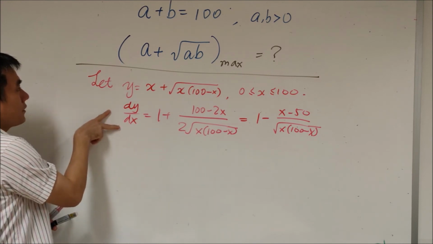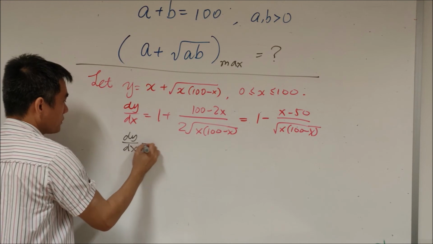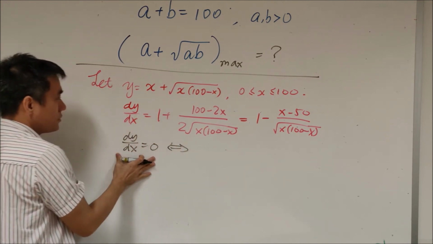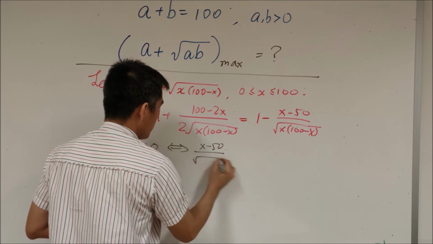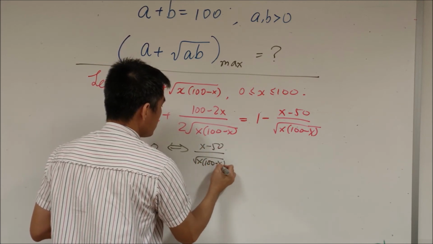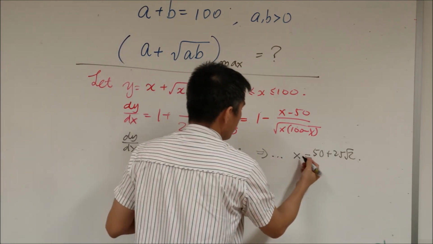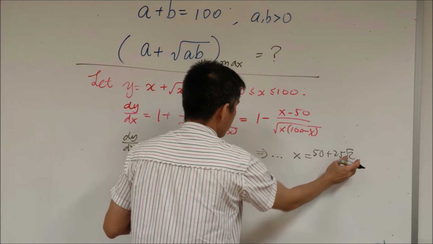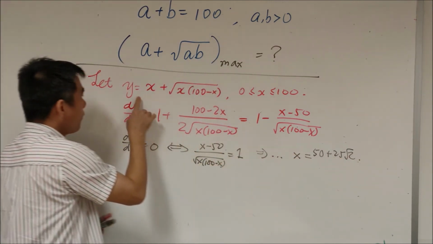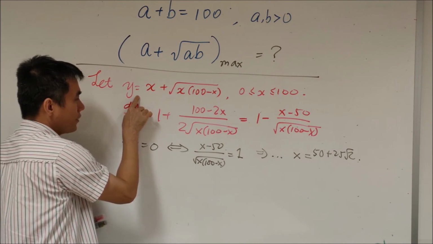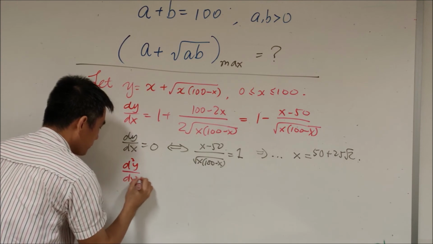Next, in order to get a maximum of y, we let dy/dx equal 0. It equals 0 if and only if (x minus 50) over the square root of x(100 minus x) equals 1. And this means that x equals 50 plus 25 square root of 2. We should verify that this value of x gives a maximum value, so we need to check d2y/dx2.